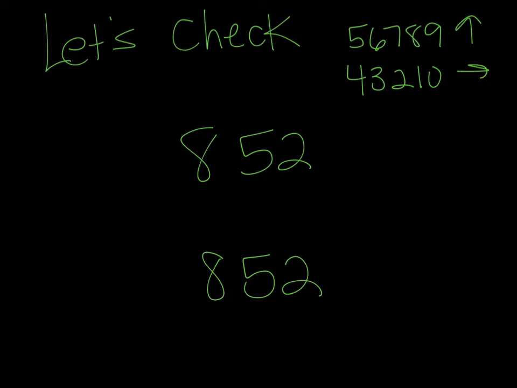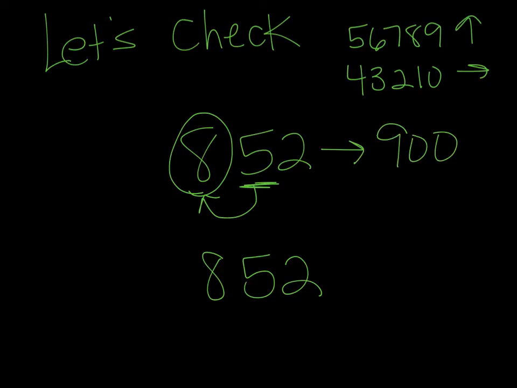All right, let's check. You can see that I've written 852 down twice. So we're going to round the first time to the nearest 100. So I'm going to circle the digit that I am rounding to and underline the bossy digit. The 5 tells the 8 that we're going to move up, so this number becomes 900.